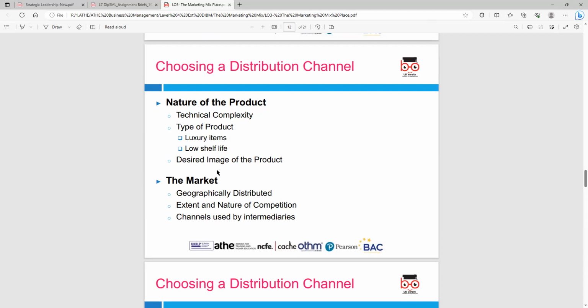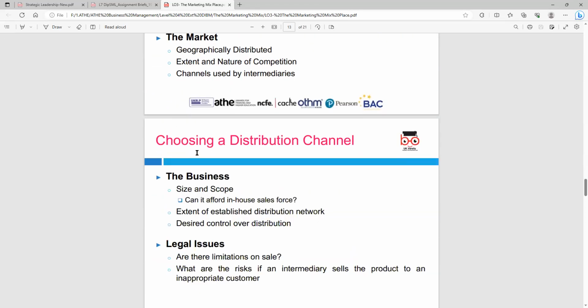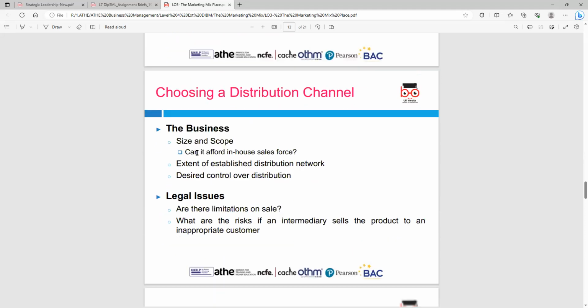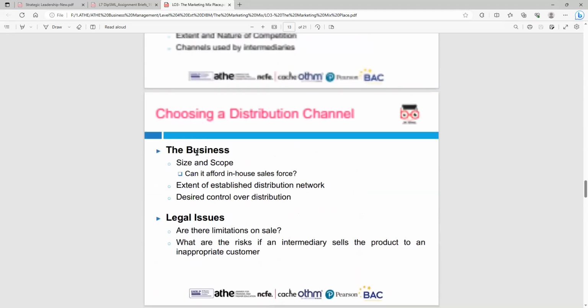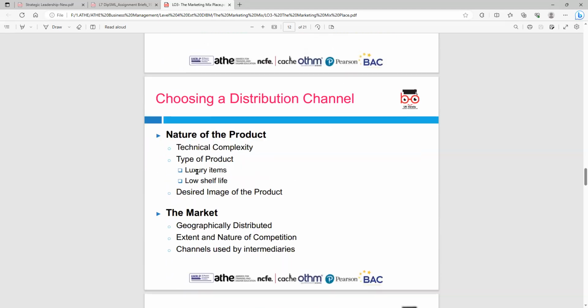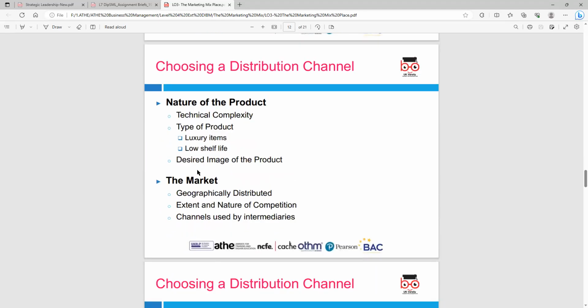Right. How do you choose a distribution channel? When you choose a distribution channel, it depends on the products, the market, your business, and your legal issues. So it depends on a number of factors. For example, what type of product is it? Is it a technically complicated or complex product? Or is it a luxury item, or a low-cost item, or what's the image of your product?